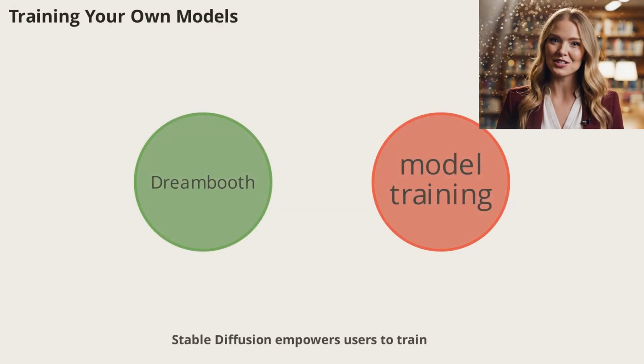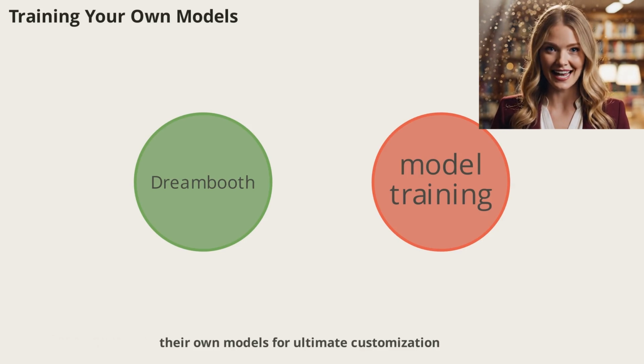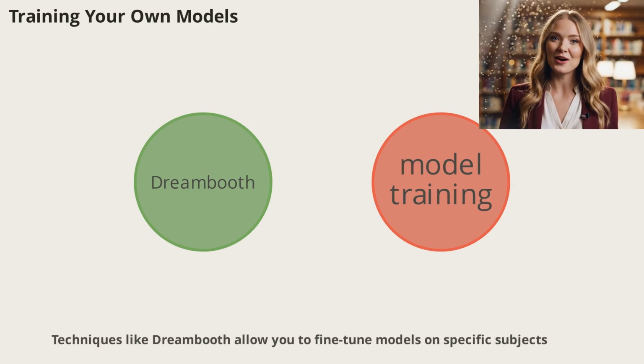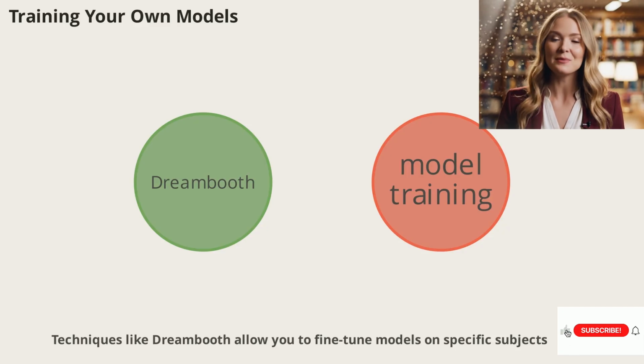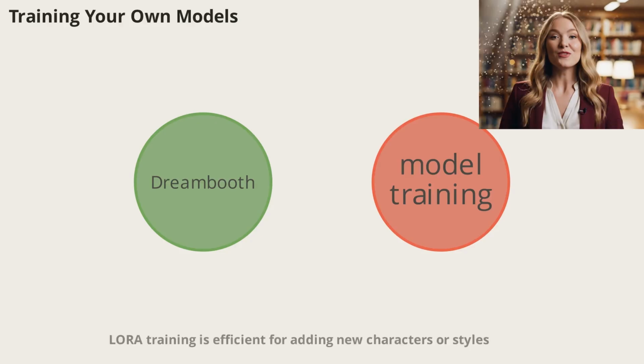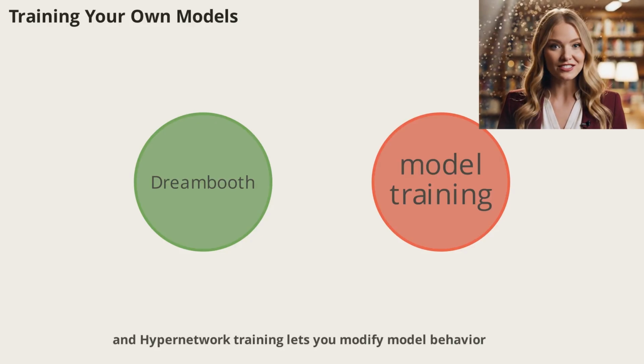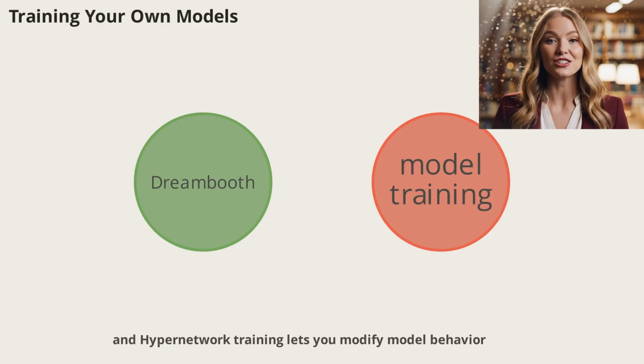Stable Diffusion empowers users to train their own models for ultimate customization. Techniques like Dreambooth allow you to fine-tune models on specific subjects, while textual inversion creates custom embeddings for unique styles. LoRA training is efficient for adding new characters or styles, and hypernetwork training lets you modify model behavior.